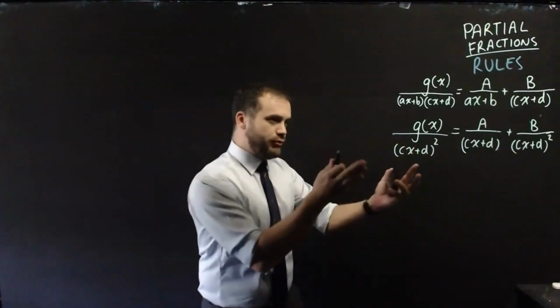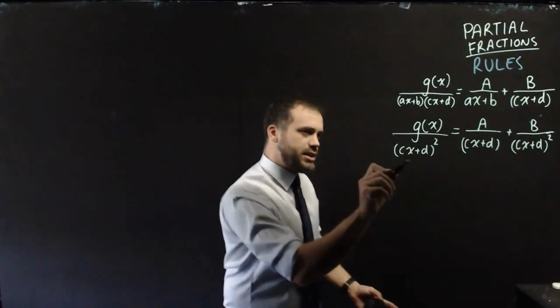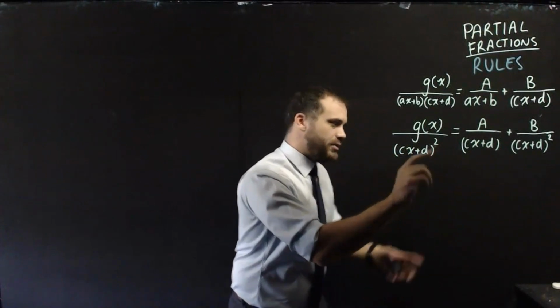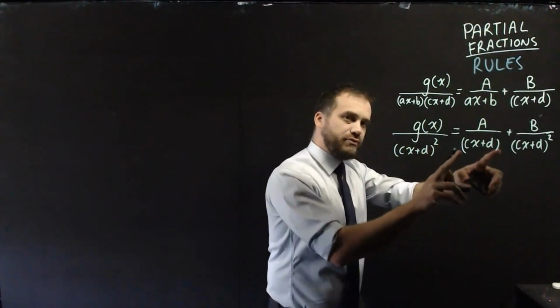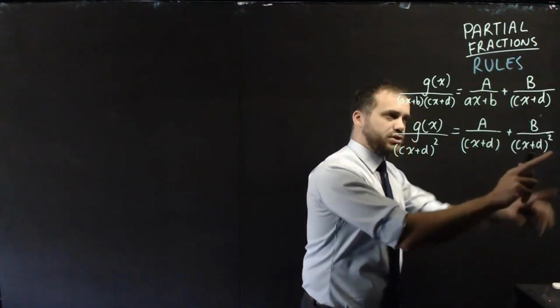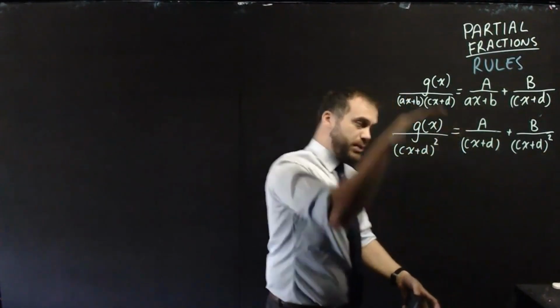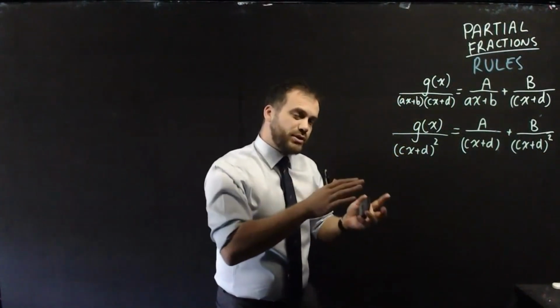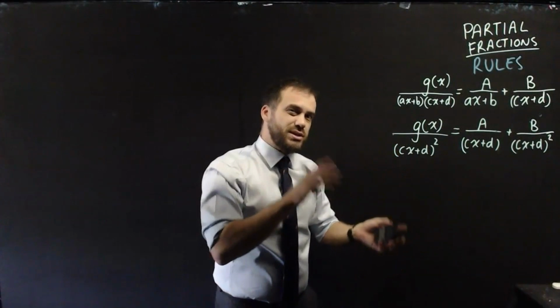New formula: g of x equals 1 over (cx plus d) squared. So a linear function on the bottom, squared. That's going to result in that same linear function, not squared, plus that same linear function squared. All right, so compare and contrast here. Now we're going to do a worked example where we kind of combine these two ideas together.